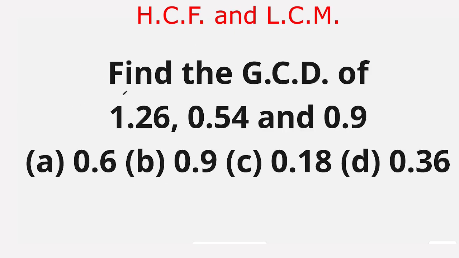Our question is, find the GCD of 1.26, 0.54 and 0.9. The given options are option A, 0.6, option B, 0.9, option C, 0.18, option D, 0.36.